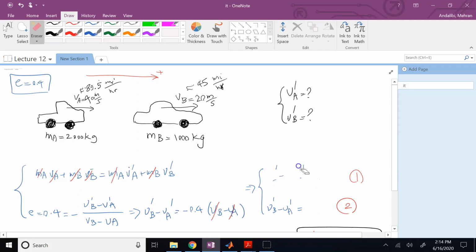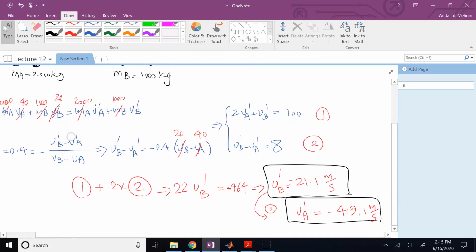So in this case, MA is 2,000, VA is positive 40, MB is 1,000, VB is positive 20, and then here we also have VB to be 20 and this guy to be 40. So this is 20, so that is going to be 8. And then here, if you simplify 3 zeros, you're going to get 8 VA plus 2 VB. Or no, actually, 2 VA prime plus VB prime is equal to 80 plus 20, which is 100.